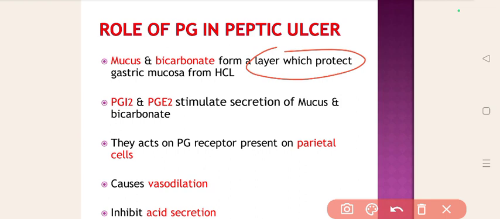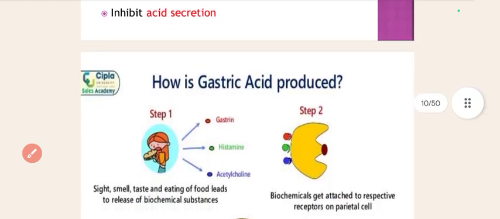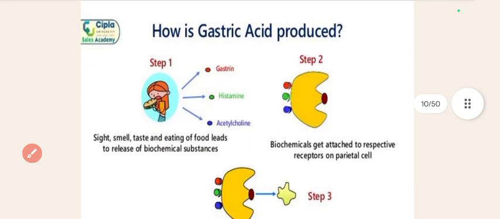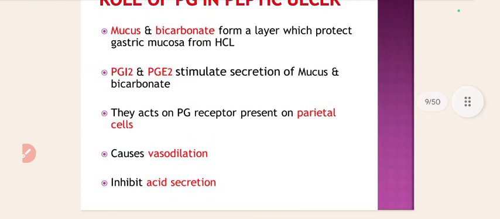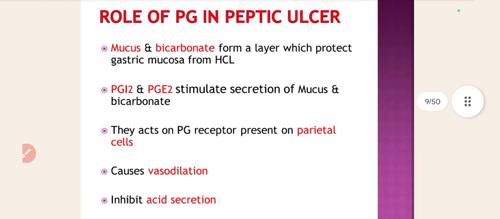Now, we will see how gastric acid is produced. Now, these are the factors responsible for the etiopathogenesis of the peptic ulcer.